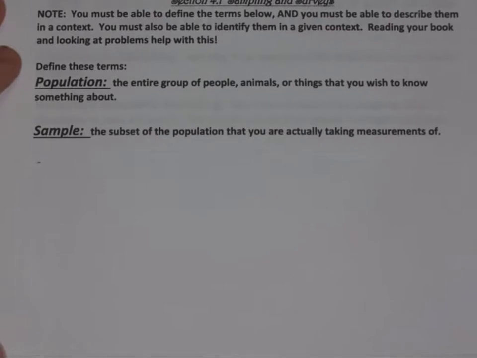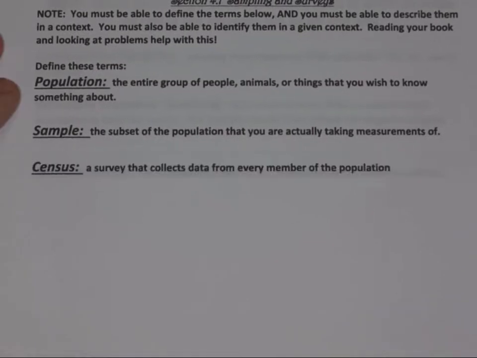Then we take a sample. A sample is just the subset of the population that I'm actually studying. Now, a census. A census is when I survey every person or every animal or thing that is in the population, and I measure it. Frequently a census isn't practical to do, but sometimes you can.